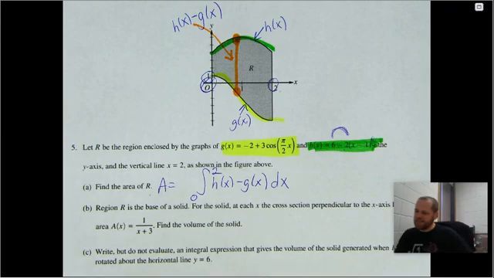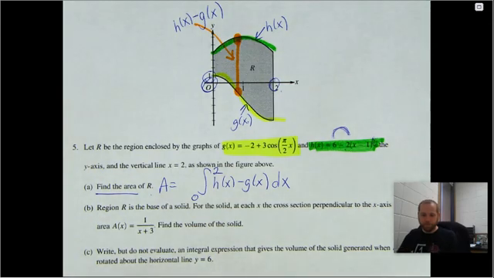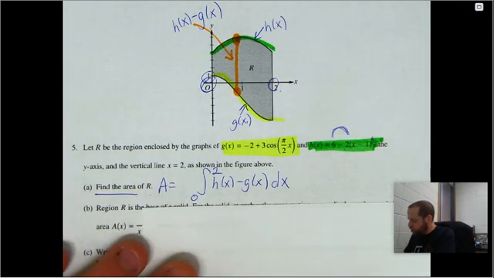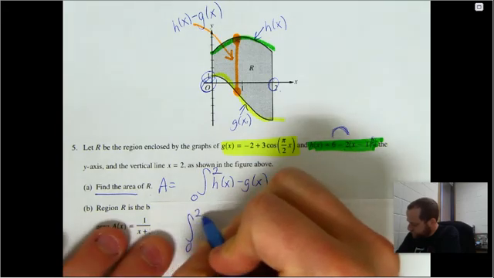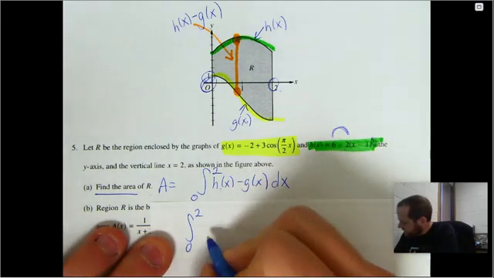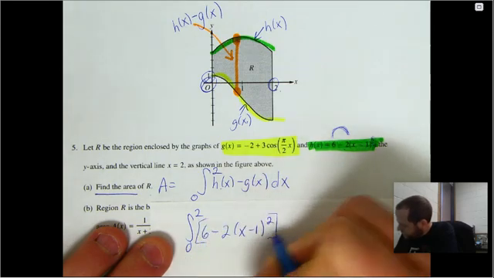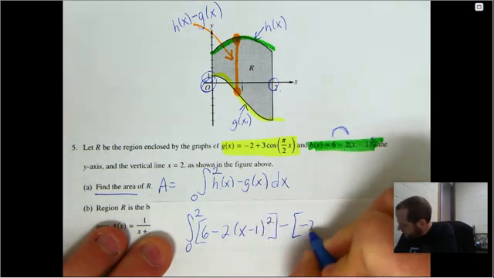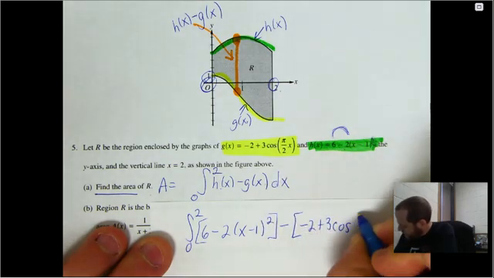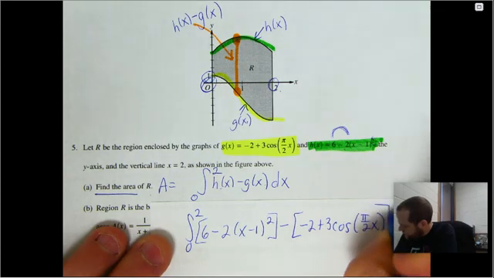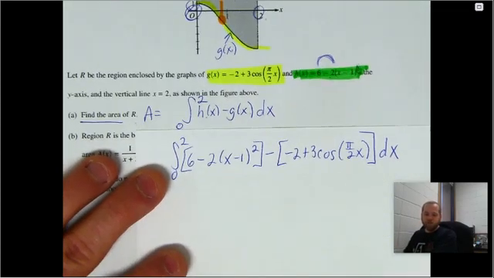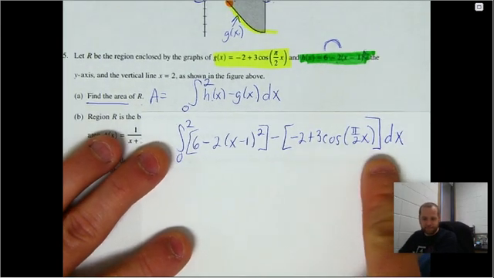And on the exam, that's only going to be part of the way, because now, notice they said, find the area. So now they're shifting into a question that we did on another video, which is actually wanting you to do the antiderivative. H is 6 minus 2x minus 1 squared, minus g, which is negative 2 plus 3 cosine pi halves x. And so they're wanting you to actually calculate this.